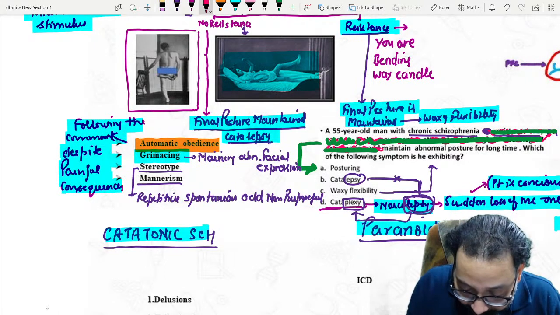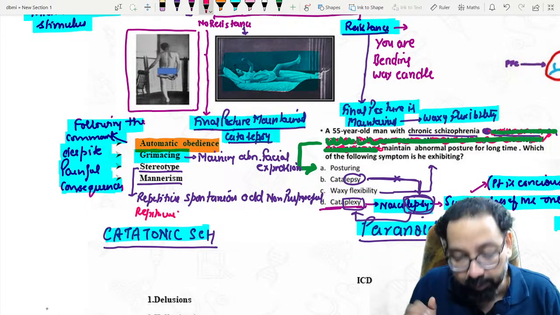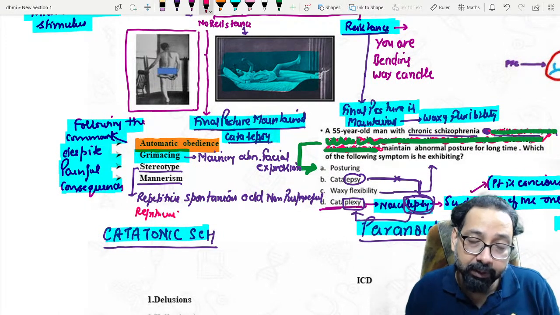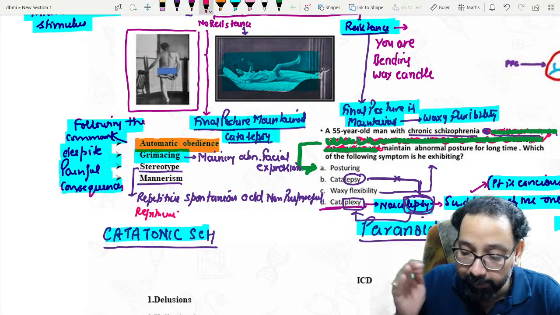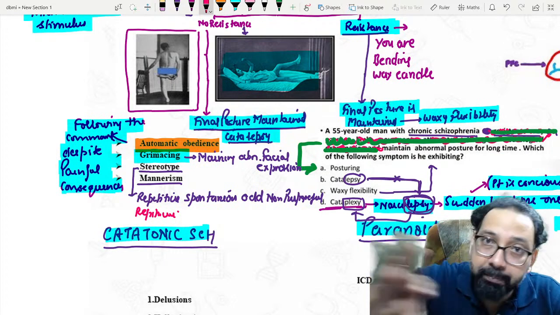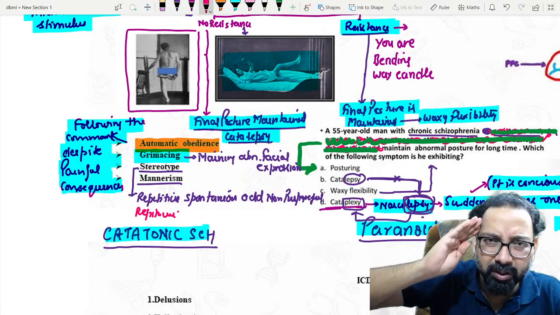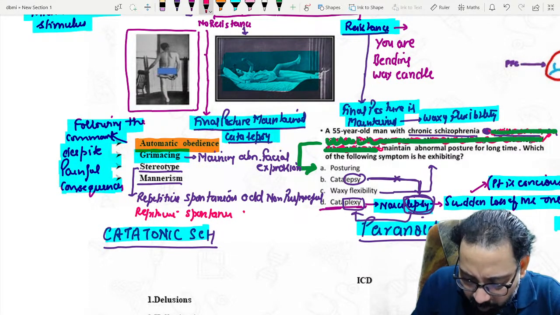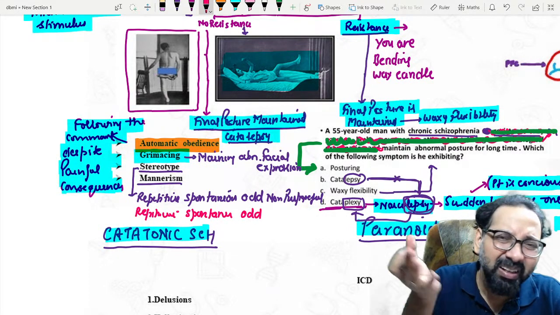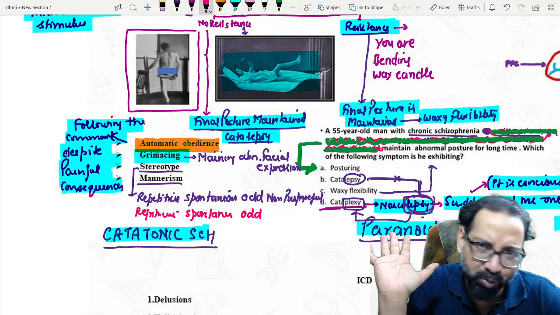What about mannerism? Mannerism is again repetitive. Let me give you an example of mannerism. A catatonic patient is standing and salutes every passerby. Whoever goes to that place, he salutes. Means you will say these are repetitive, spontaneous, odd. Definitely you will say it's an odd movement. To salute every passerby, you will say these are odd movements.